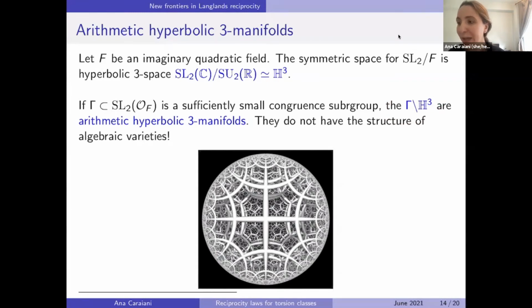And the quotients are called arithmetic hyperbolic 3-manifolds, and they don't have the structure of algebraic varieties because they have real dimension 3. So they don't even have a complex structure. So in the general case, if you want to do GL_N over a number field, then this is going to typically behave like this case. You get some locally symmetric spaces that are smooth Riemannian manifolds, but that don't necessarily have more structure than that.